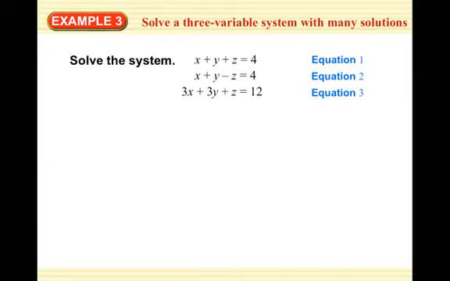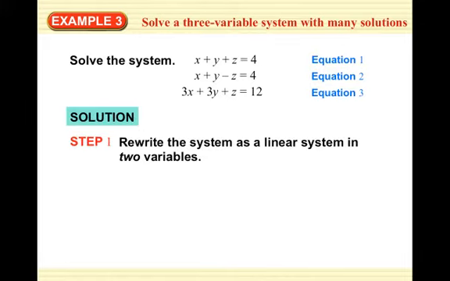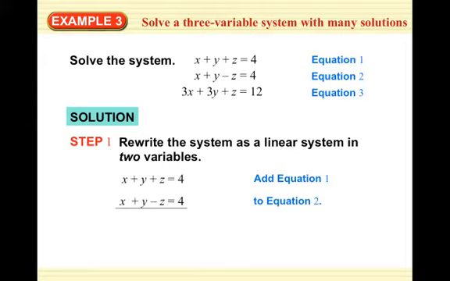And I look and I go, well, x and y would be easy to get rid of, but come on, z, I've got a plus z in equation 1 and a minus z in equation 2. I'm going to get rid of z. And I'm just going to add equation 1 and equation 2 together, and that will get rid of z. Alright, so we're going to rewrite the system as a linear system in 2 variables, and we're able to do that just by adding equation 1 and 2.